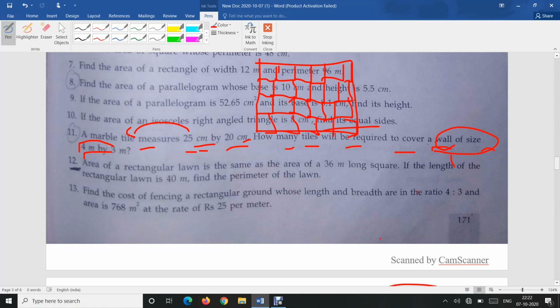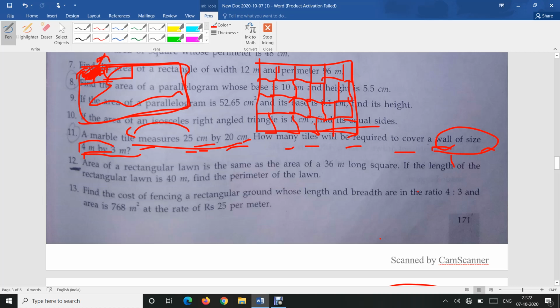First of all you have to find out the area of tile, and after that you have to find out the area of wall. If the area of the wall is this and the area of one tile is this, then obviously this will be the area for one tile.